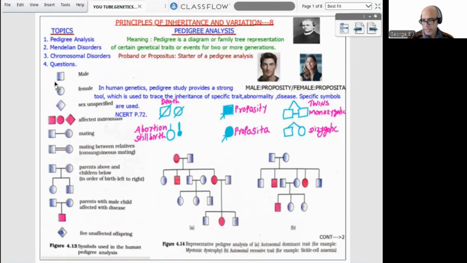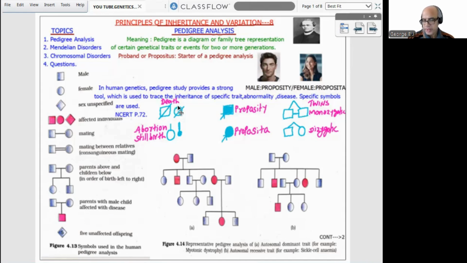Now we can find symbols on the left-hand side. This is purely NCERT, the usual area for questions in the NEET exam. So: male, female, sex unspecified, affected individual with shading, male with a female joined by a single line, that is mating, and male with a female joined by 2 lines, that is mating between relatives, otherwise called consanguineous mating. That is the most predominant question from this area. Then a tree represents parents with offspring; then parents with an affected child, shaded; and the last one, 5 unaffected offspring with a number. So these are 5 common direct NCERT symbols.